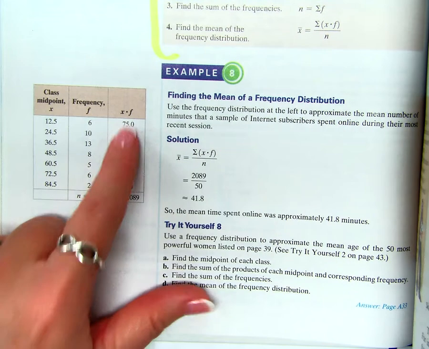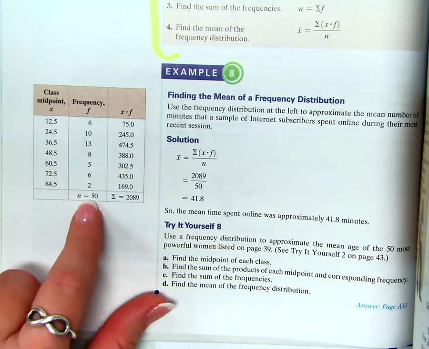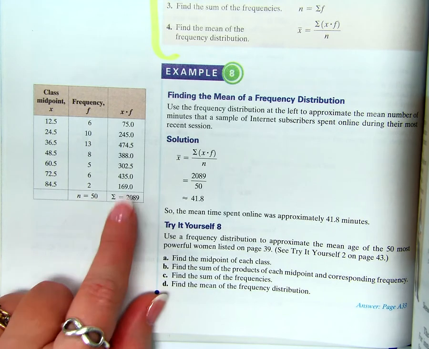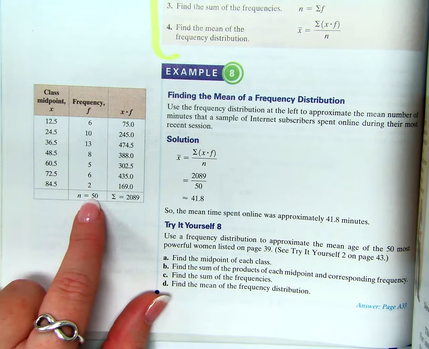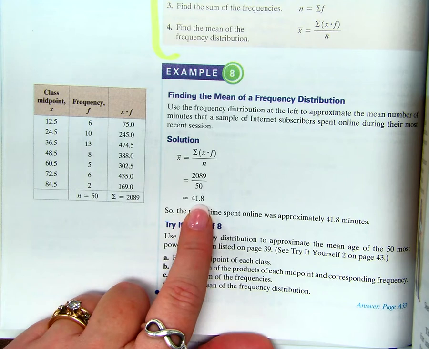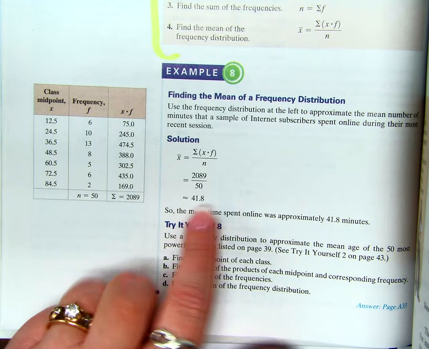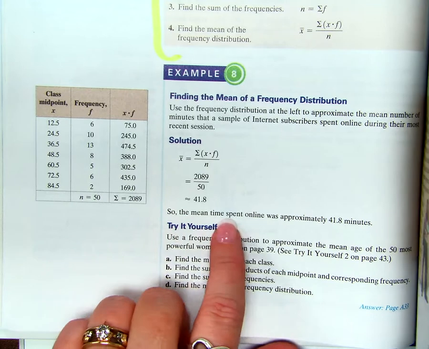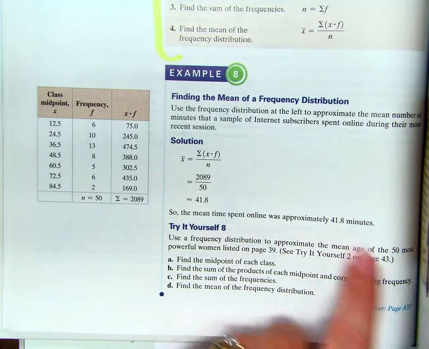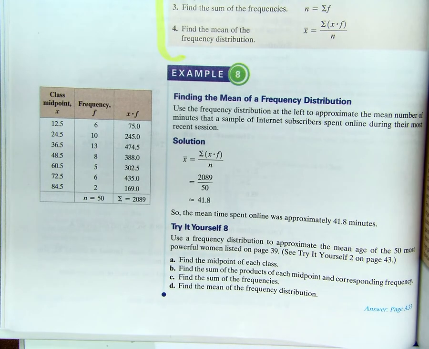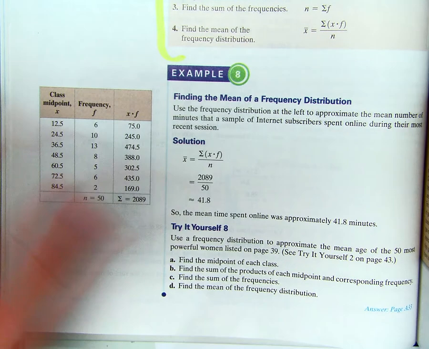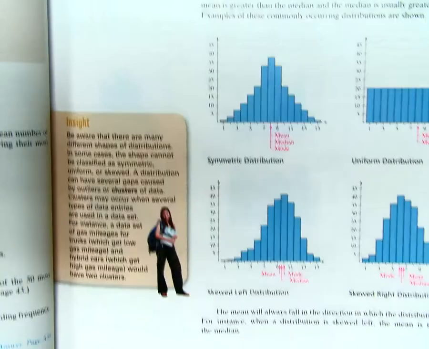Then I divide it by the number that there were, and according to the frequency, there were 50. So I take 2089 and divide it by 50, which in this particular example gives me approximately 41.8. So for this problem situation, the mean time spent online was approximately 41.8 minutes. Any questions about that example? All right, at least not now. Maybe when you get into it, but not now.